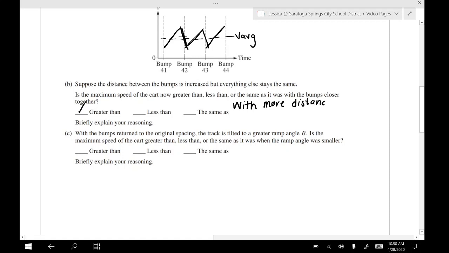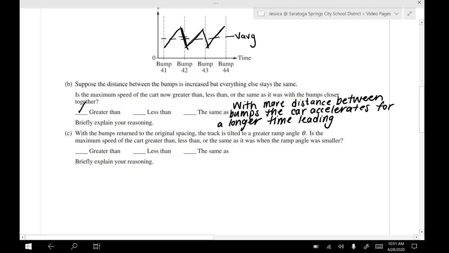distance between bumps, the car accelerates for a longer time, leading to a larger max velocity. Okay. So I have my claim that I have greater than. Okay. I have evidence and I have reasoning.